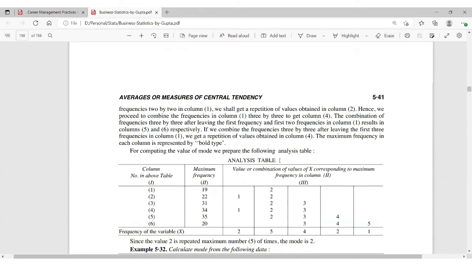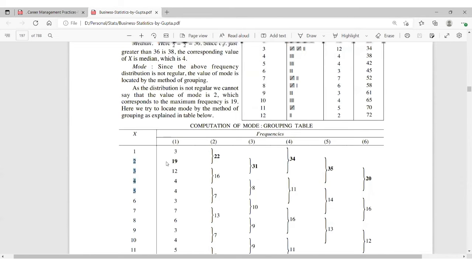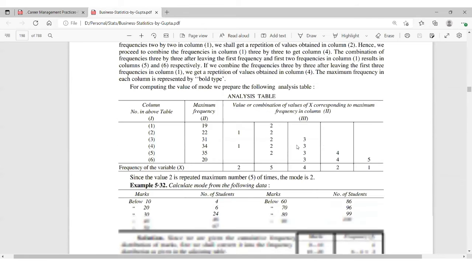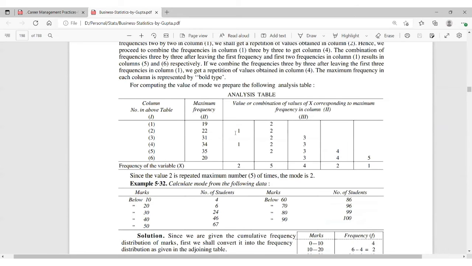Okay, coming to the first one, the first frequency. The first frequency is 19, right? So 19 comes in the 2. Variable is 2, no? So see in this, they have written it directly. Okay, no issue.